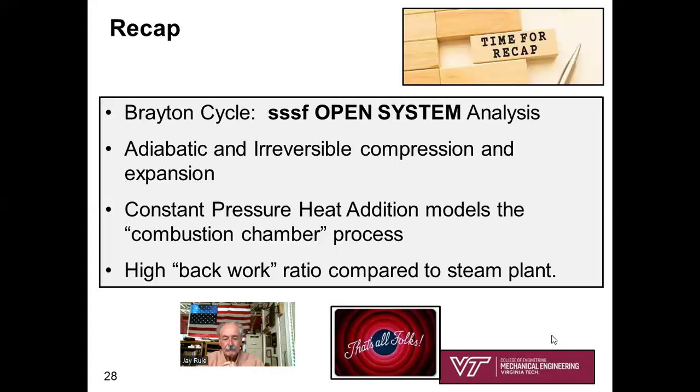Now I may have misspoken. The back work ratio is dramatically different, and so for the steam power plant, I would expect a low number for a back work ratio, and for the gas turbine engine, a high back work ratio. Yeah, I think I'm right. I was self-doubting myself, but I think I'm correct. High back work ratio compared to the steam power plant, which has a low back work ratio.